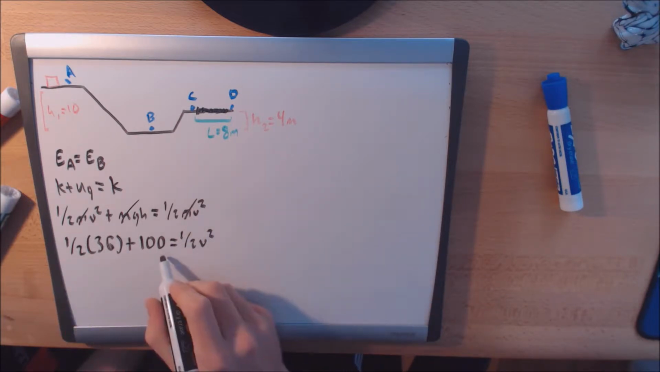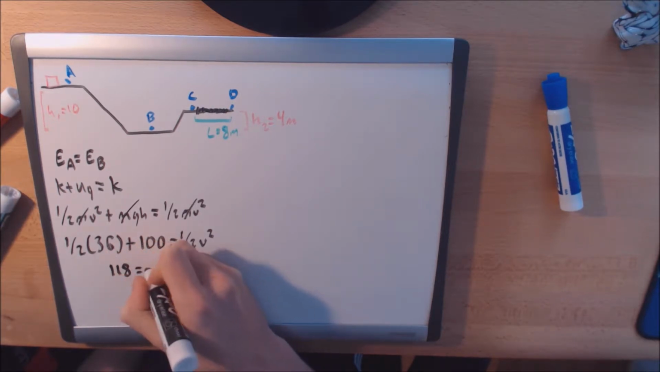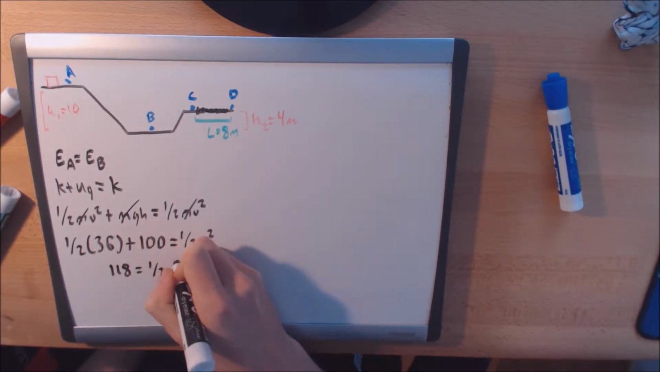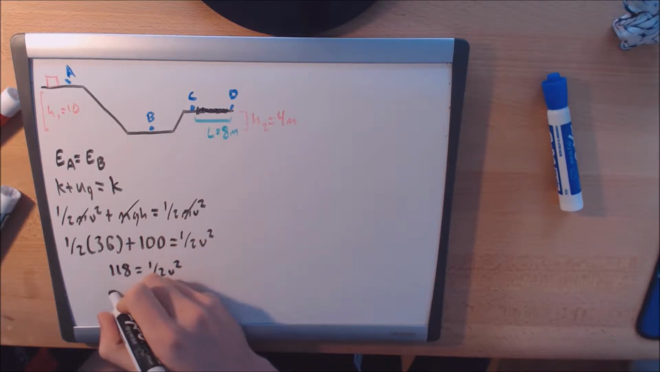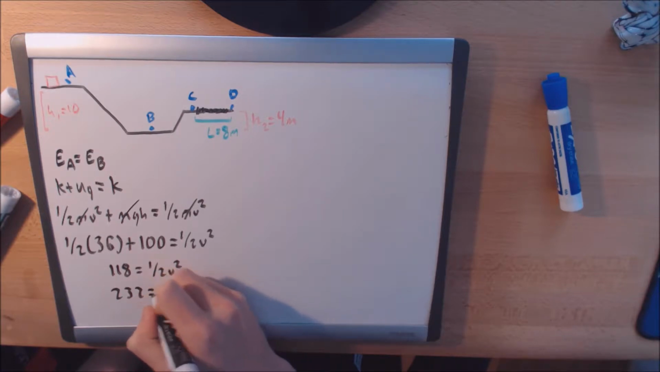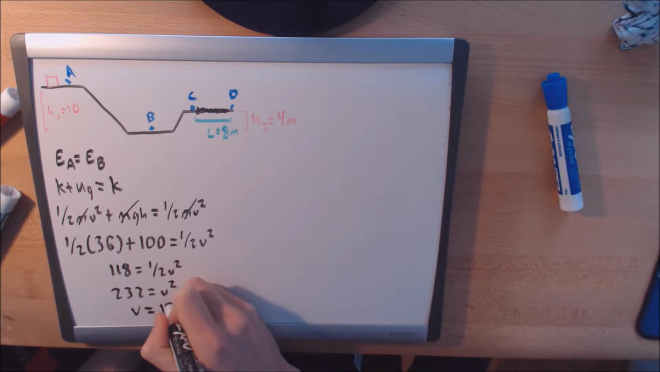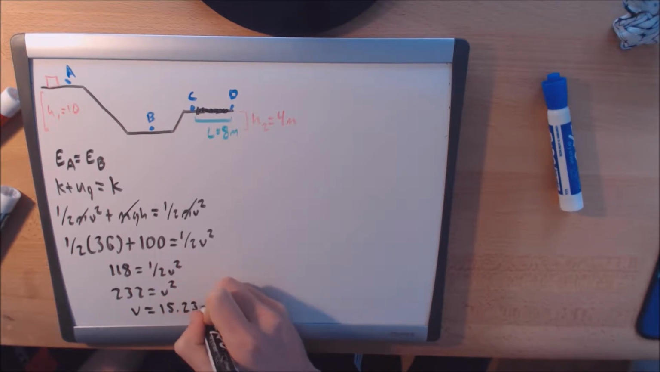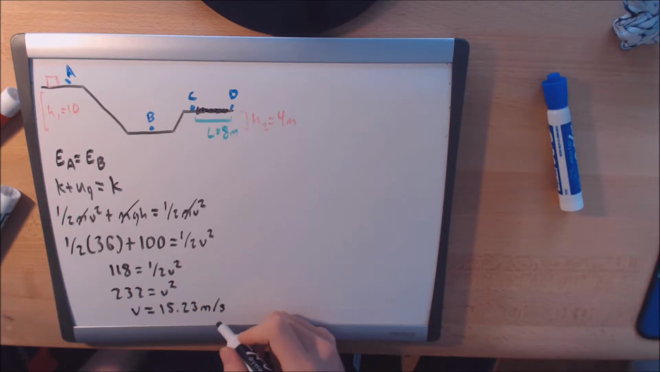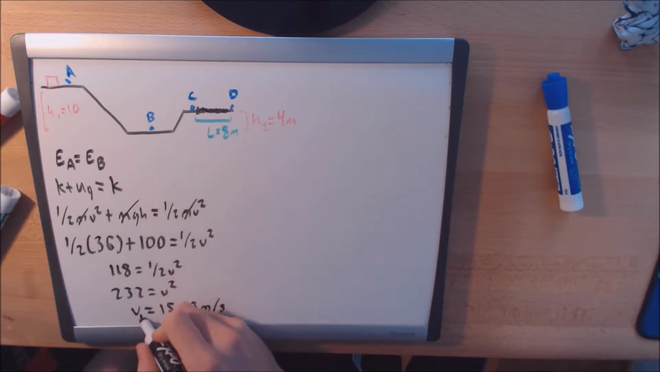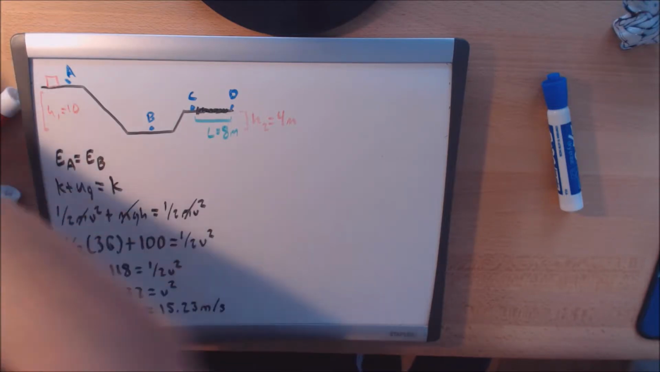So when we plug this all together and work that out, we get 118 will equal 1/2 v squared, and multiply by 2, you get 232 equals v squared, and you get v equals 15.23 meters per second. So that's the speed of the block at B. You can write V sub B is 15.23 meters per second.